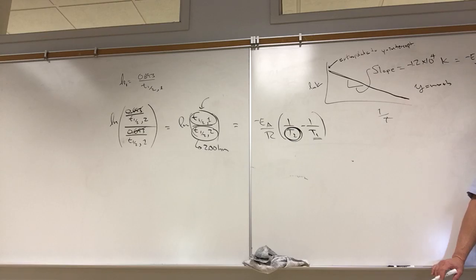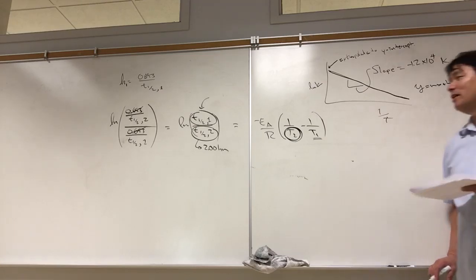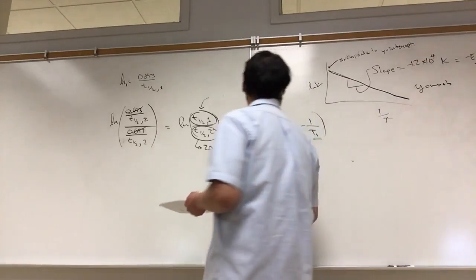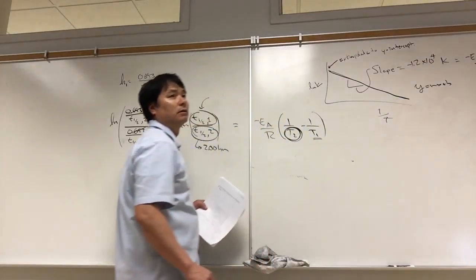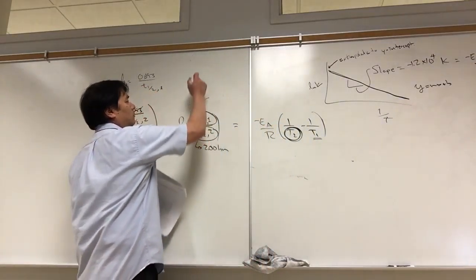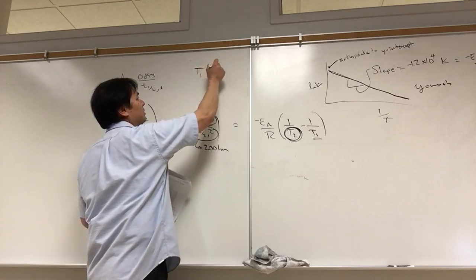The half-life is 2 hours. Oh, they're asking you at what temperature the half-life is 2 hours. Did they give you another half-life in the book? Okay, did they give you the half-life at 298? All right, what is T1 and K1?